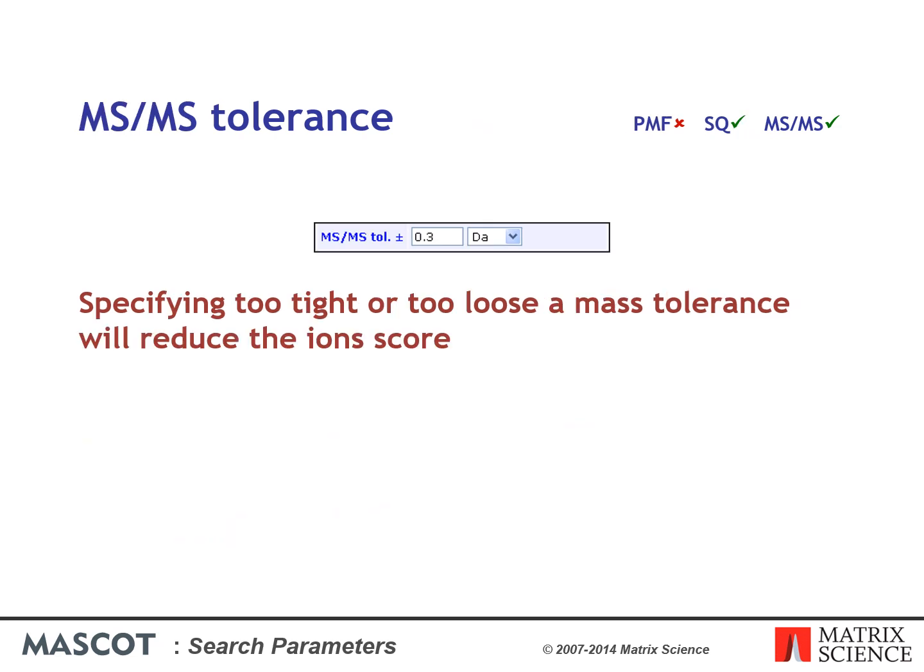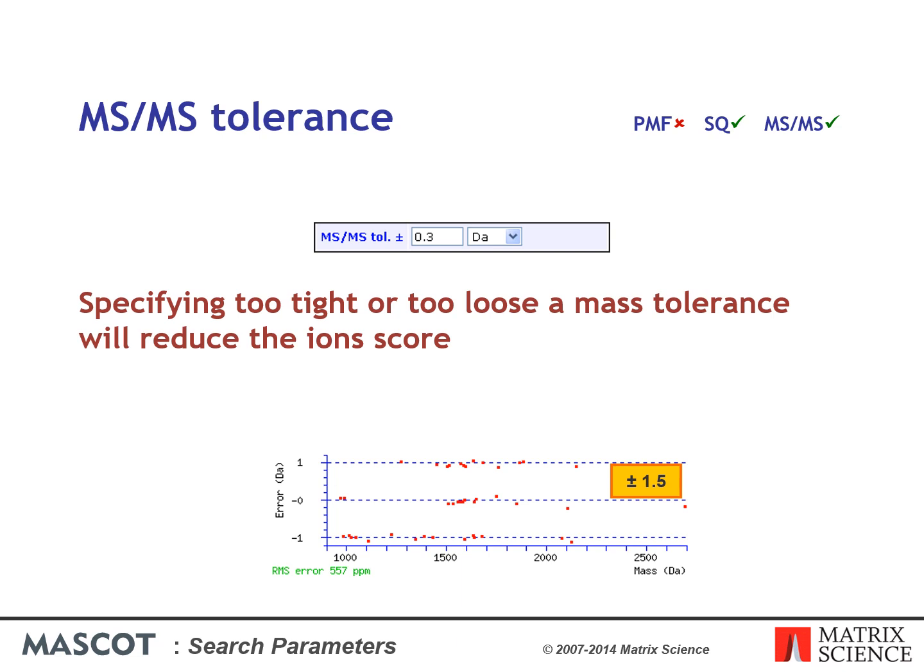This is the error window on MSMS fragment mass values. Units can be millimass units, Daltons, or, in Mascot 2.5 and later, ppm. Specifying too tight or too loose a mass tolerance will reduce the ion score. Peptide View includes a graph of the mass errors for fragment ions. Here the mass tolerance is much too high. A more appropriate tolerance might be plus or minus 0.3. Having a tolerance which is much too high can sometimes lead to artifacts and false positives.